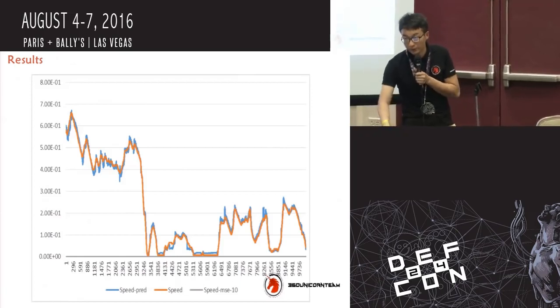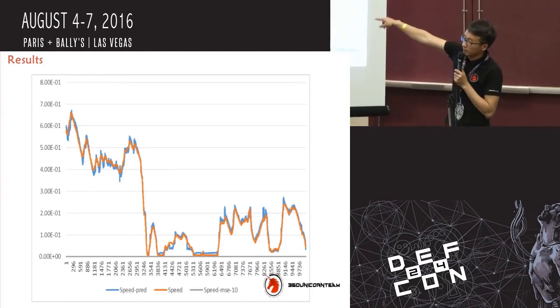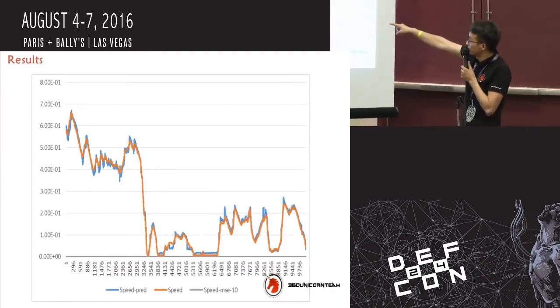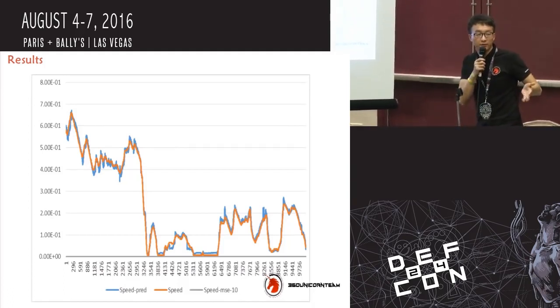After training, let me show you the result. This is the speed. One of the curves is the prediction, the result calculated from the mathematical model.